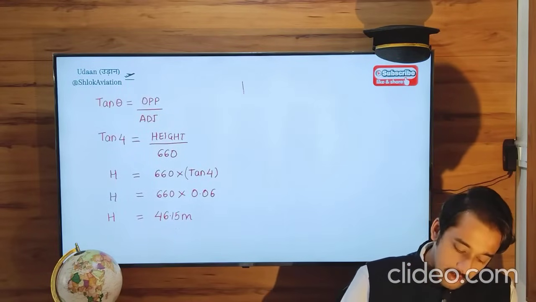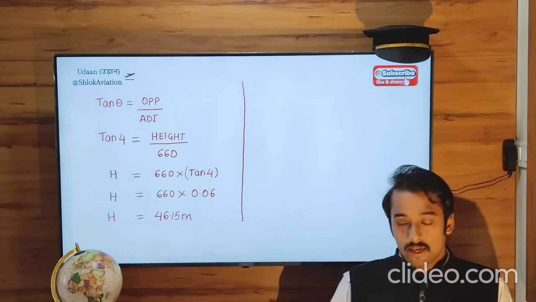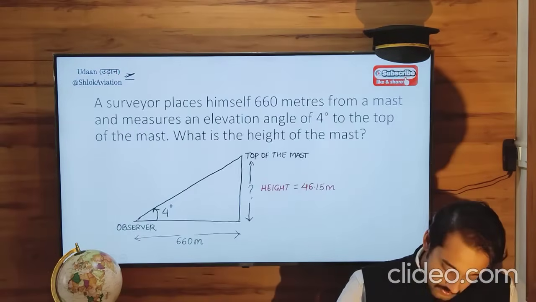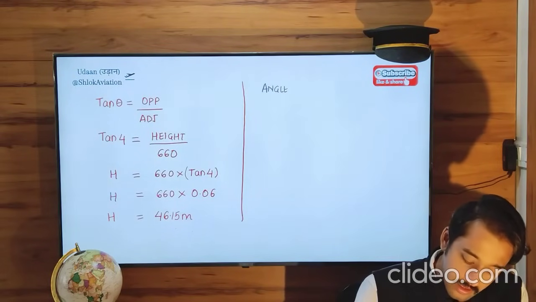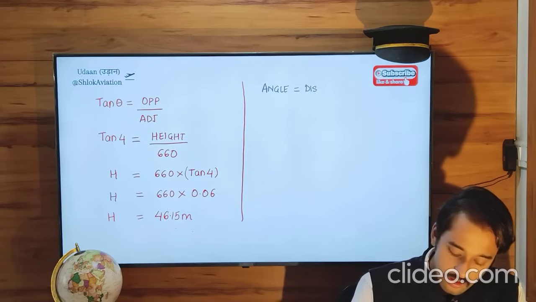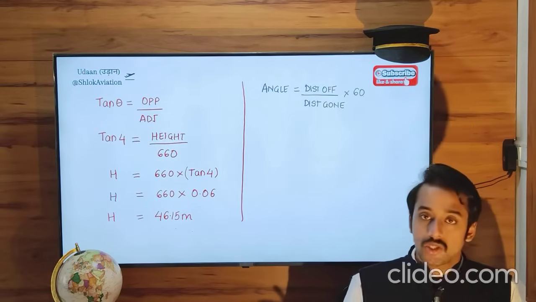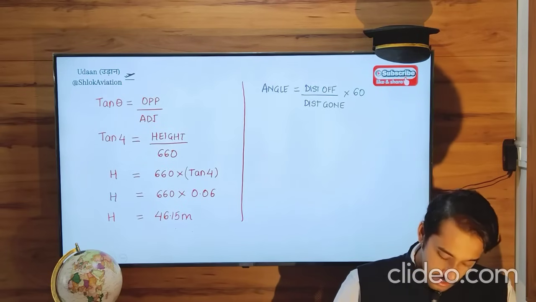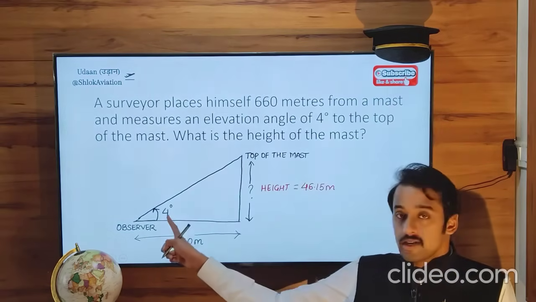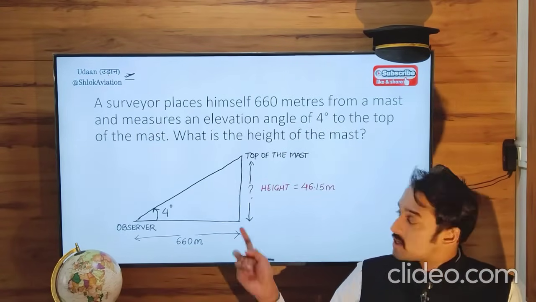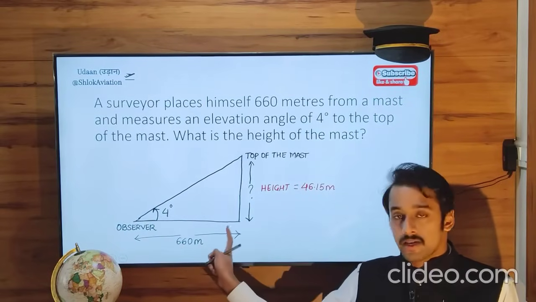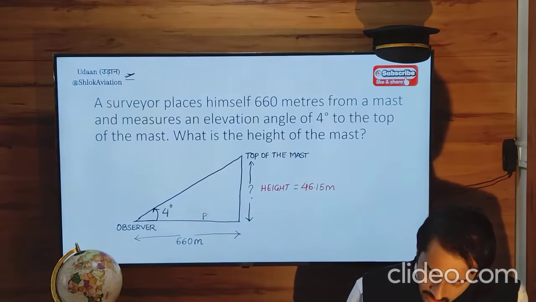Let's find the answer using the 1 in 60 rule. So 1 in 60 rule states the angle, the track error angle, equals distance off track divided by distance gone, into 60. So what is the angle? Angle is 4 degrees. Distance off track. So this is your distance off track. So if this is your planned track, okay, let's say this is your planned track.